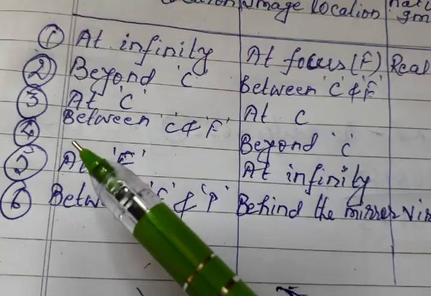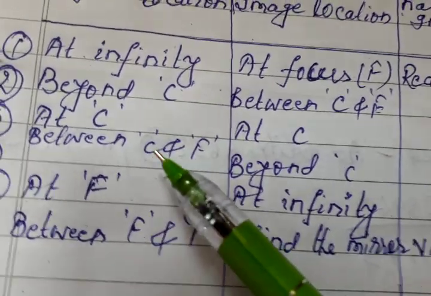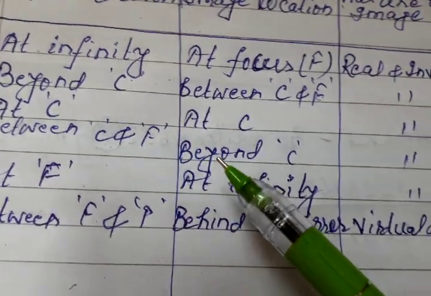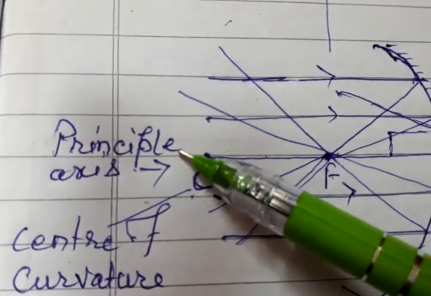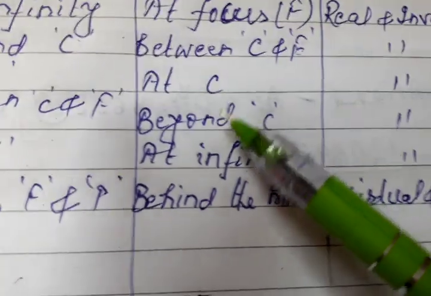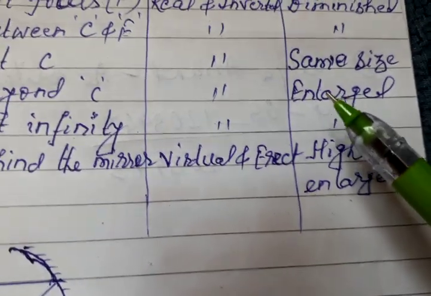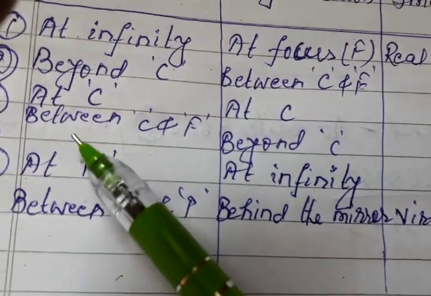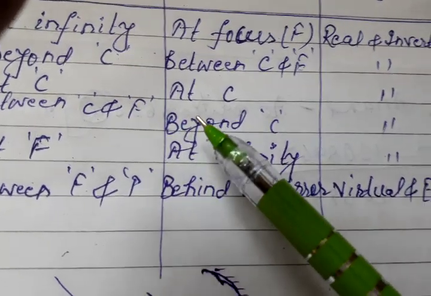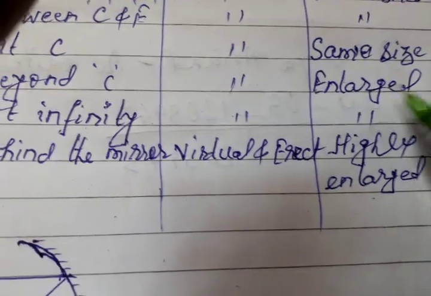The fourth condition you can see there, when the object is between C and F, the image is formed beyond C. We have seen that beyond C means just beyond C. At this place you can take it. So beyond C it is forming. Again it is real and inverted, and now it is enlarged, meaning bigger size. A bigger size image will be formed when the object is between C and F. The image is formed beyond C. It is real and inverted, and it will be enlarged in size.